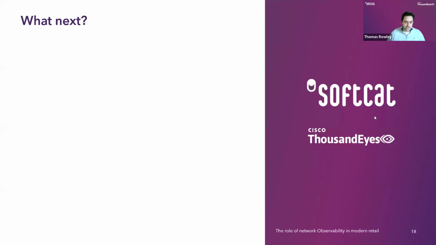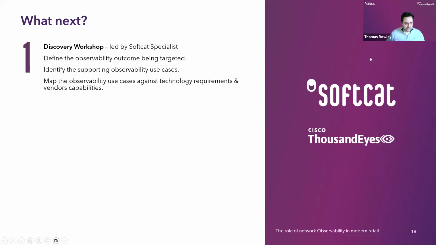Okay, so let's talk a little bit now towards how retailers can actually get started with their observability journey. I'm just going to share my screen again here. There are three options that we want to share with you all today. Option one is a session that we can run as Softcat with your aligned NetSec specialist. This would be an observability discovery workshop.